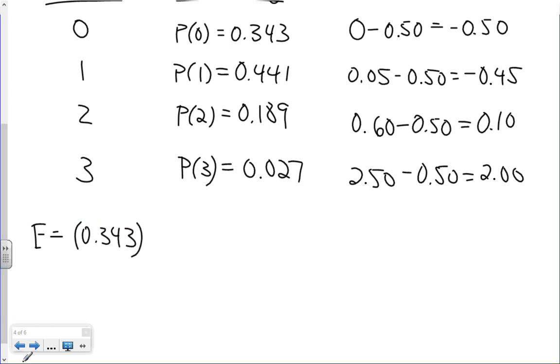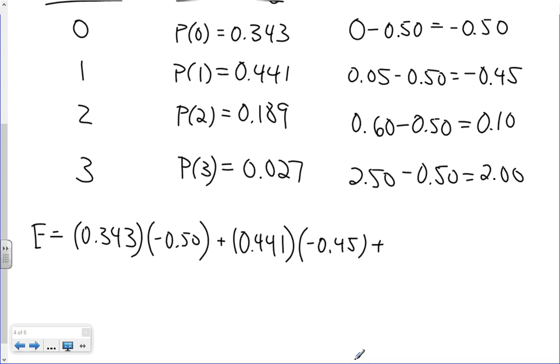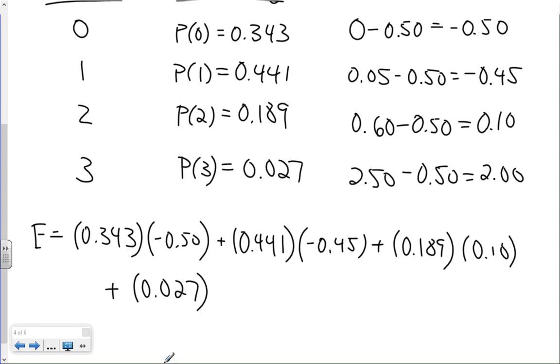0.343, and we're multiplying it by a negative 0.50. And we add that to the 0.441, and we multiply it by the negative 0.45. And we take the 0.189, and we multiply by the payoff of 10 cents. And then finally, I'll have to come down here and fill that in. Take the probability of making all three shots, which is 0.027, and we multiply it by our payoff of $2. All right. So now with that, we can calculate what our mathematical expectation is.